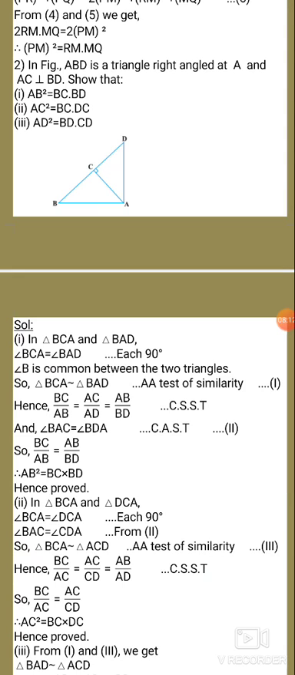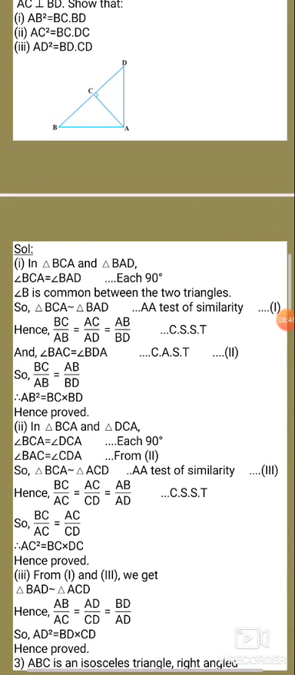So if those two triangles are similar, we can write BC by AC equal to AC by CD equal to AB by AD, using corresponding sides of similar triangles. In similar triangles, the sides are in proportion. So we can write BC by AC equal to AC by CD. Cross multiply: AC into AC is equal to what? AC square is equal to BC into CD. Hence the proof.